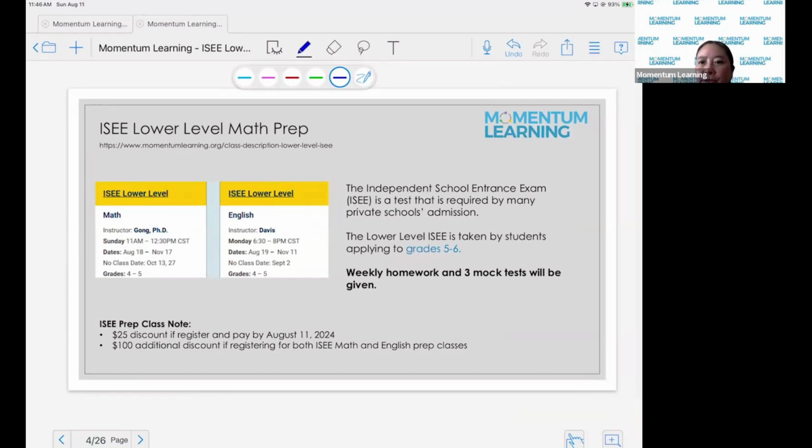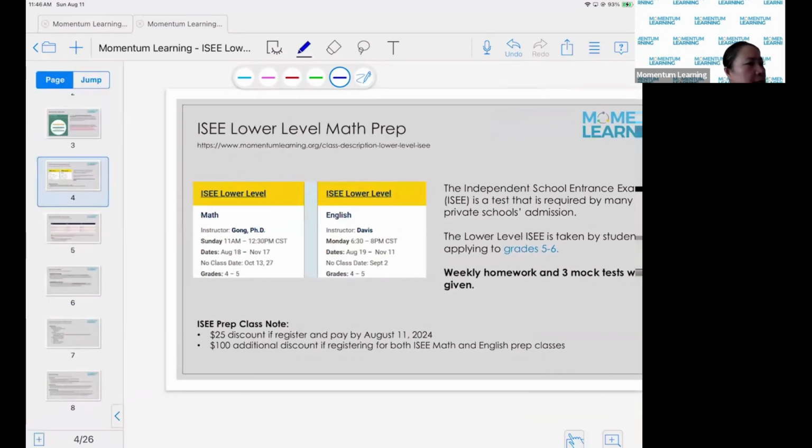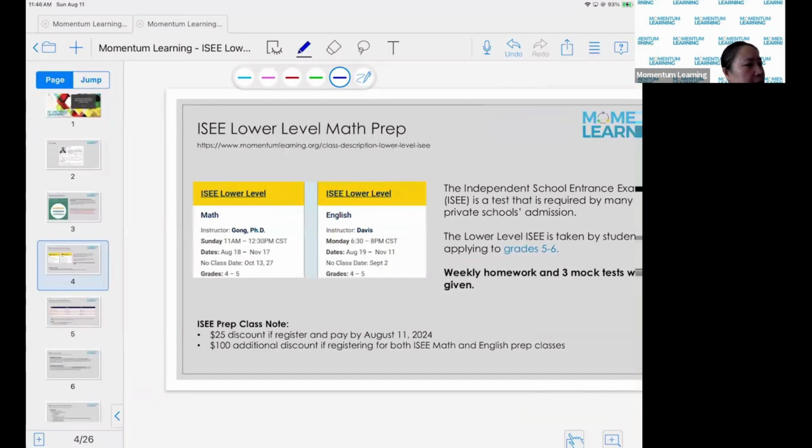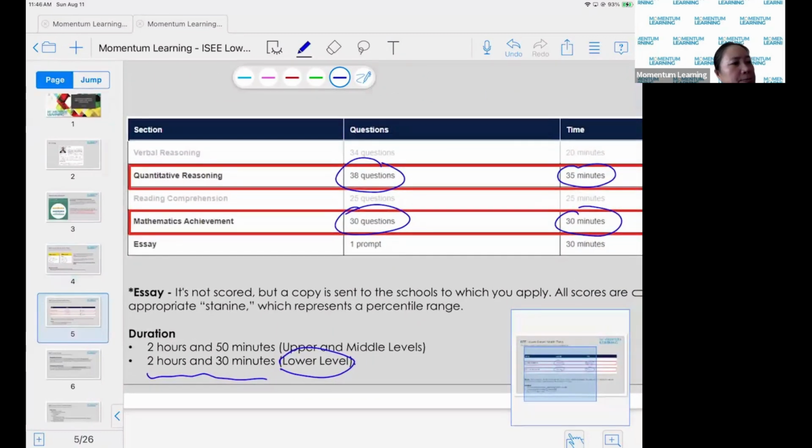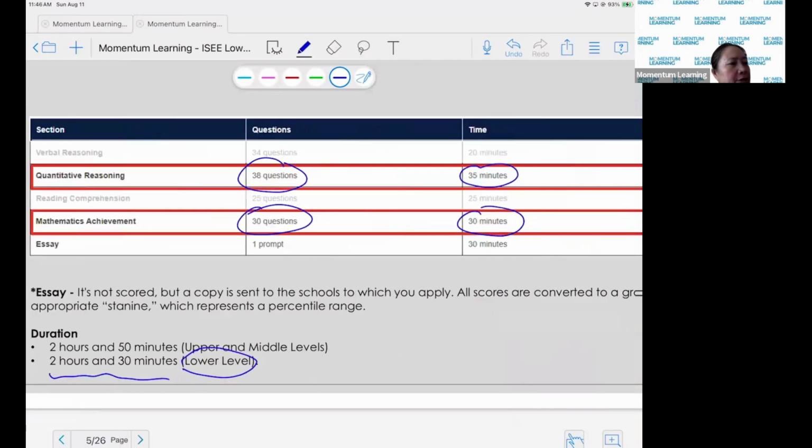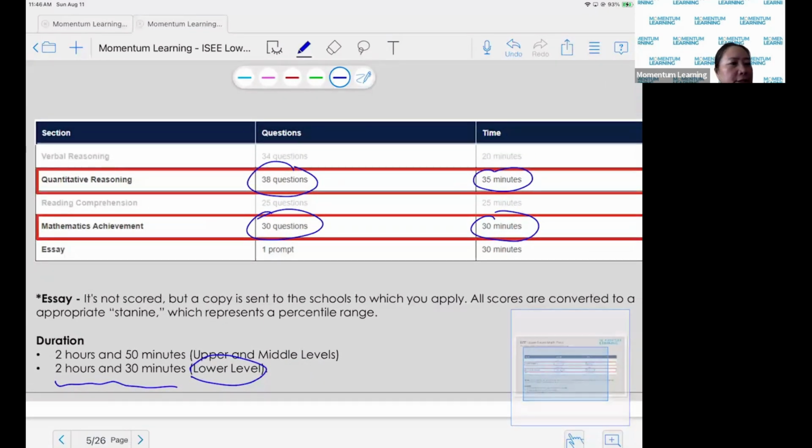Any questions? Karen asked how many questions we have here. The math has 2 sections. The first section has 38 questions and 35 minutes. The second part is 30 questions, 30 minutes. Together with the English, you have 2 hours and 30 minutes for the entire test.